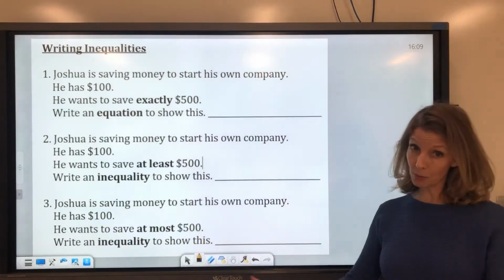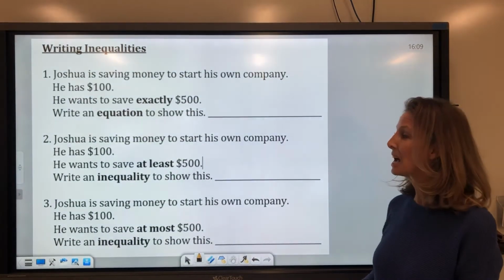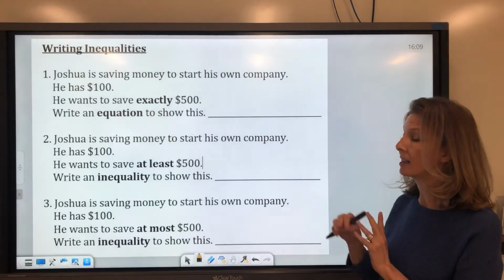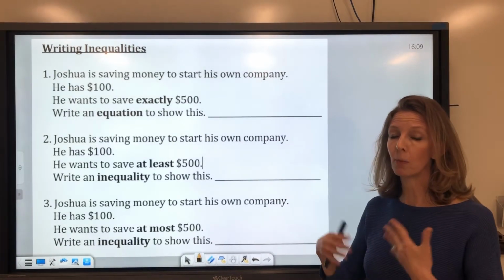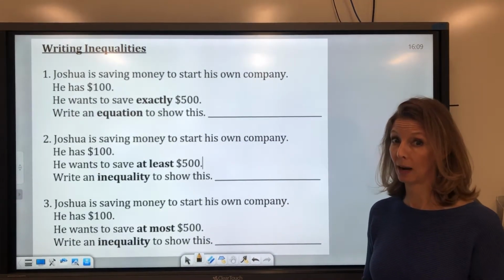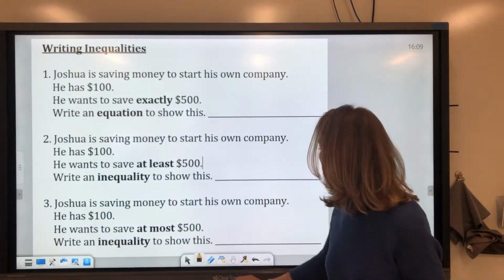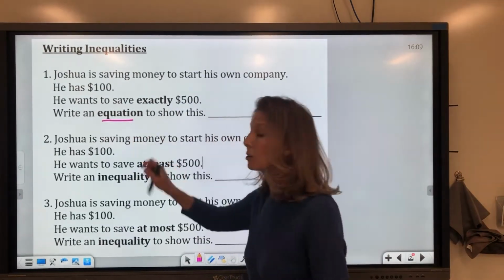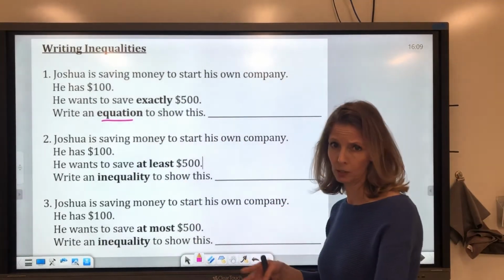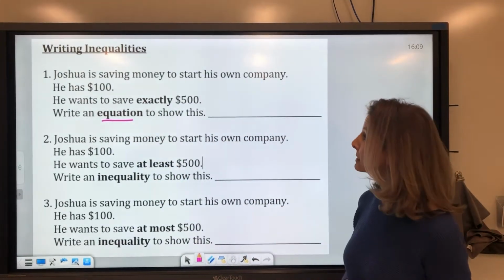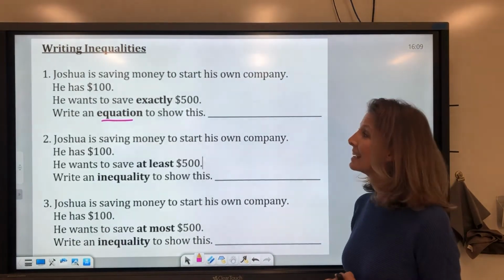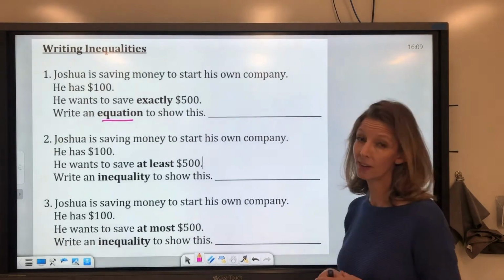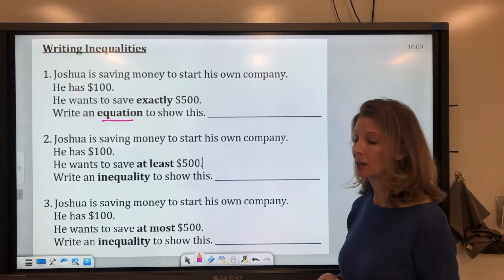Now, bear with me as we work through this lesson. This is a worksheet that I've put up here, and you're going to see a lot of repetition on it, but I want you to get in the habit of how to write the inequality. And yet we're actually going to start off writing an equation, something I think you're pretty familiar and comfortable with, so I'm going to start basic. It says Joshua is saving money to start his own company. He has $100, and he wants to save exactly $500. Write an equation to show this.